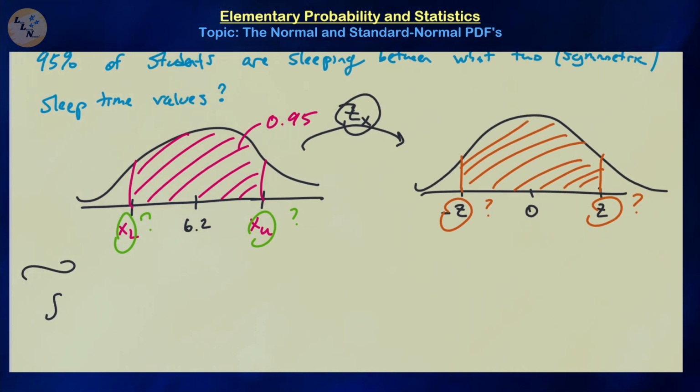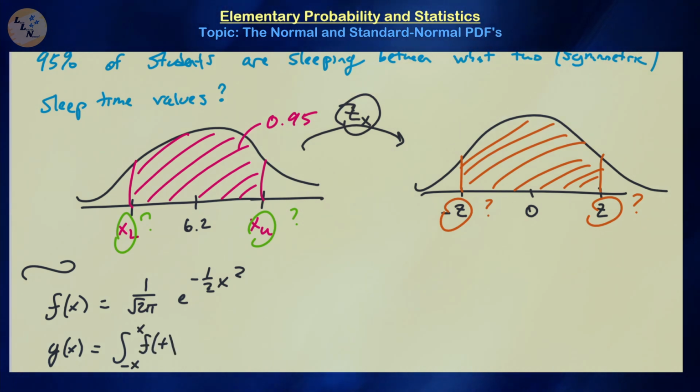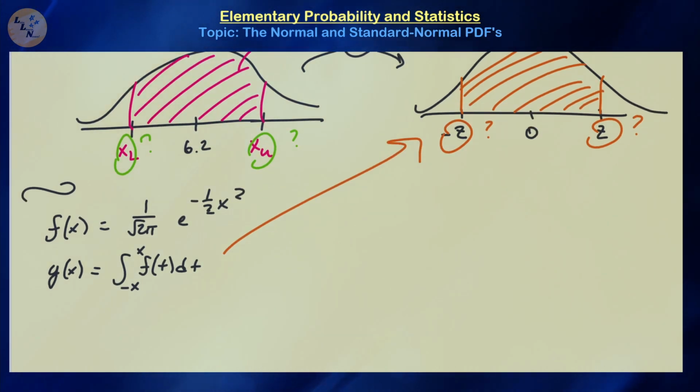We're going to define our density function, which is 1 divided by the square root of 2 pi, e to the minus 1/2 x squared. And then we're going to define a new function, g of x, to be equal to the integral from minus x to x of f of t dt. So this is going to represent that particular region. So what do we want? We want that number such that that area is equal to 95%, and let's call that number z.